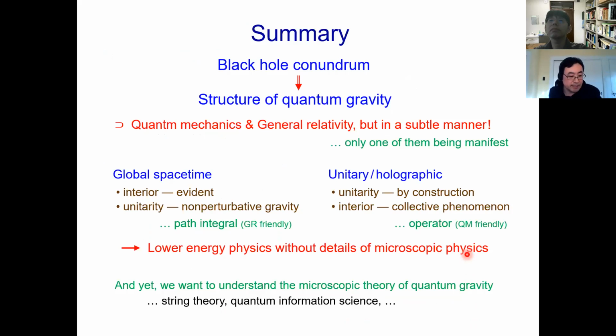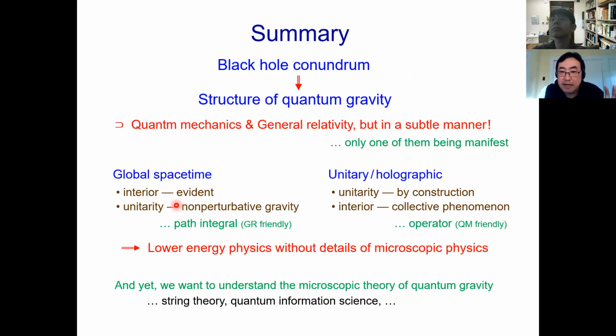Okay. So summarizing, what we discussed today is that if you just look at this black hole conundrum carefully, you learn the structure of quantum gravity, namely that it's still consistent with both quantum mechanics and general relativity in the regime that's applicable, but in a very subtle manner. Okay? So only one of them is manifest.